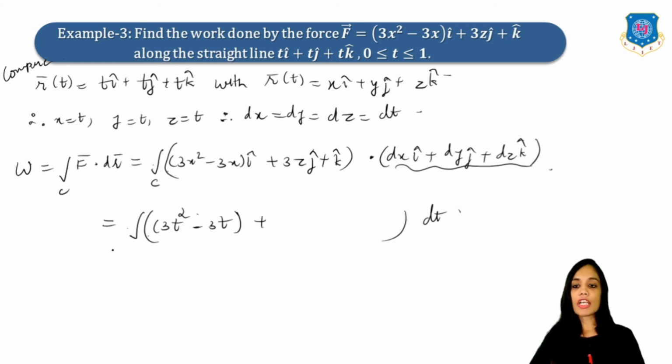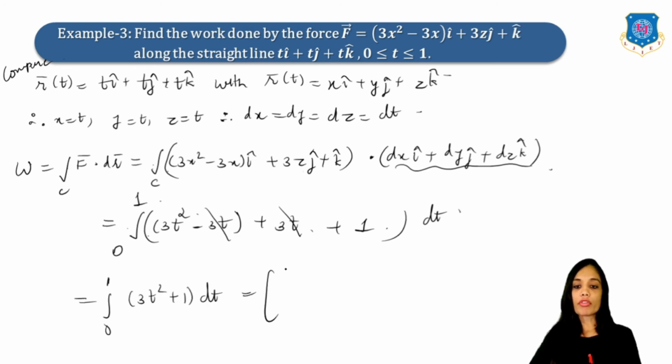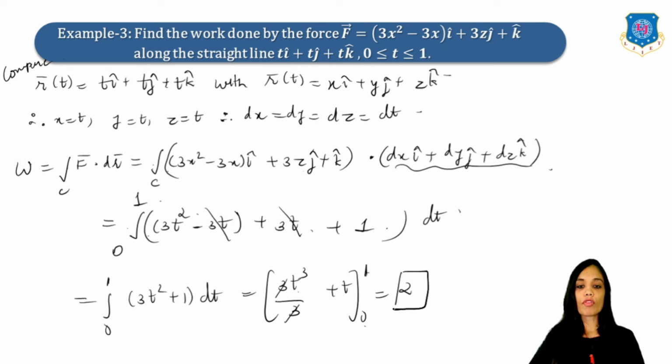And limits of t are from 0 to 1. Now if I put at this place, it will be 3t and plus 1. Now this 3t gets cancelled out, so integration from 0 to 1, 3t square plus 1 dt is remaining. If you integrate, it will be 3t cubed by 3 plus t from 0 to 1. These 3 are getting cancelled out. If I put 1, answer will be 2. If I put 0, it will be 0. So final answer of work done is what, 2.